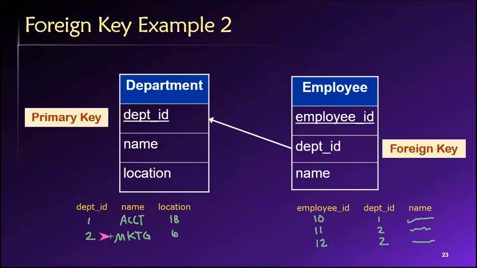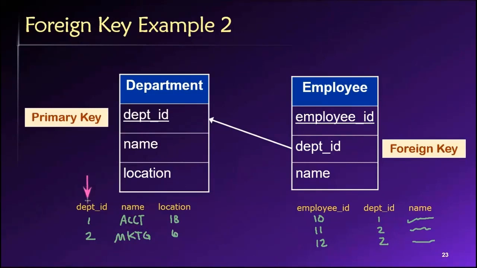And we can then say, all right, I got to look over here. And we'll say, does this employee work in department number 2? Nope. Does this one? Yes. And does this one? Yes. So in that case, we would be able to answer the question as employee numbers 11 and 12 are our marketing employees.